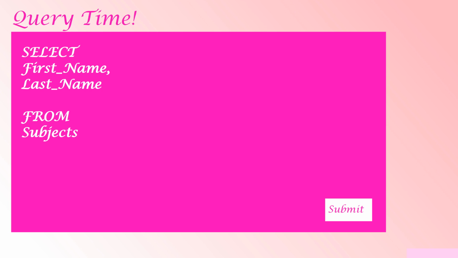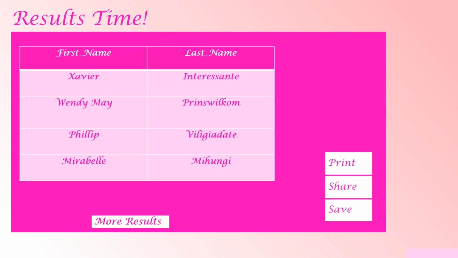So this is the type of query we have seen so far. Select first name, last name from subjects. And this would be what the result set from the query would look like. We have first name and last name from the subjects table.